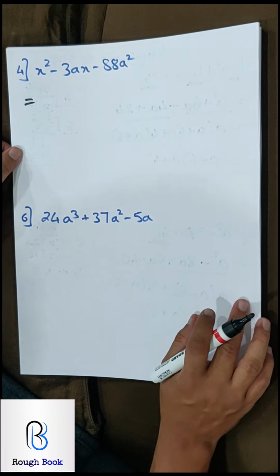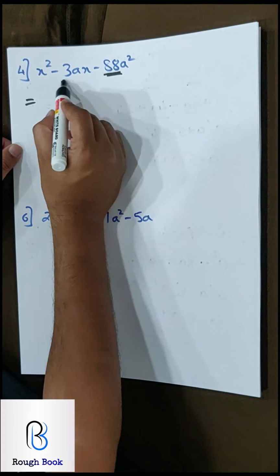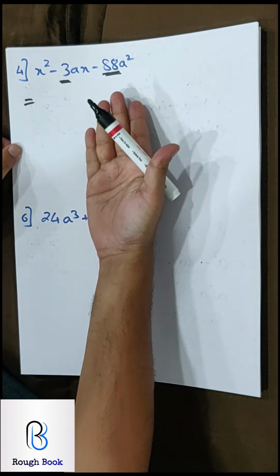x square minus 3ax minus 88a square. So we are trying to split 88 in order to get 3. So 88, 11 and 8.